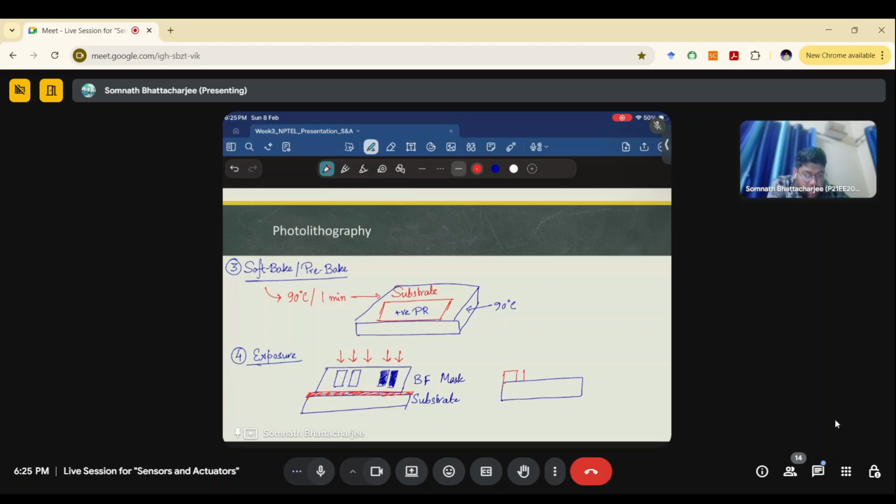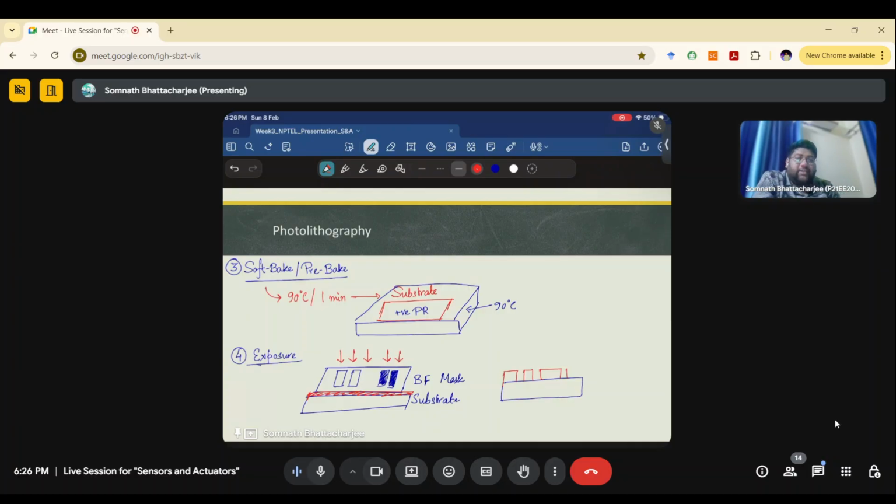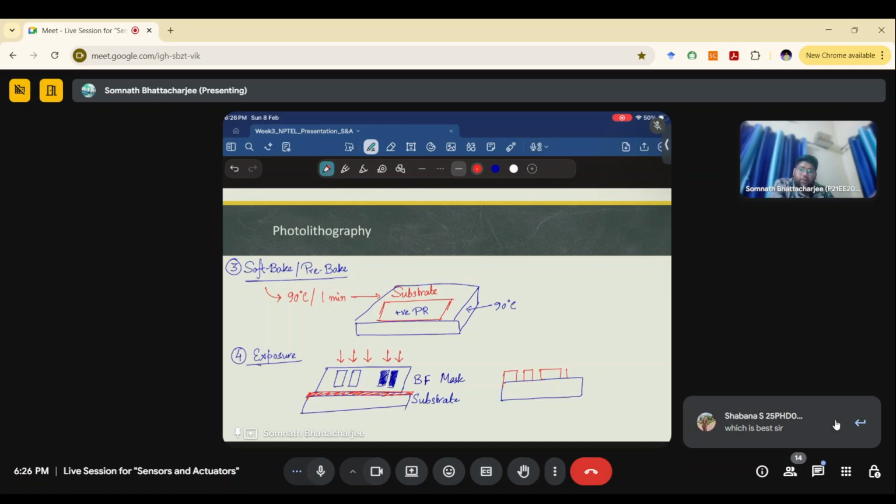And it also depends on how fine a structure you are making. If you are moving towards a very fine structure, you need to optimize these steps. Even the soft baking stage, the pre-baking and the post-baking need to be optimized very highly, because based on a little bit of temperature, let's say you are giving 95 degrees instead of 90 degrees, that will change your overall outcome as well.